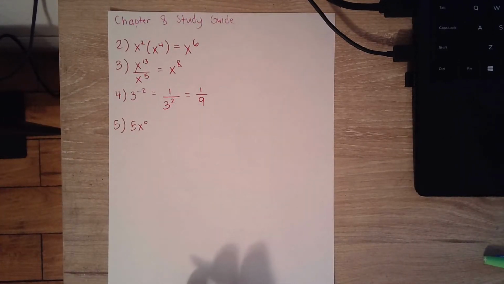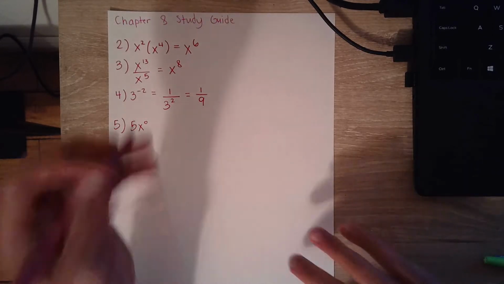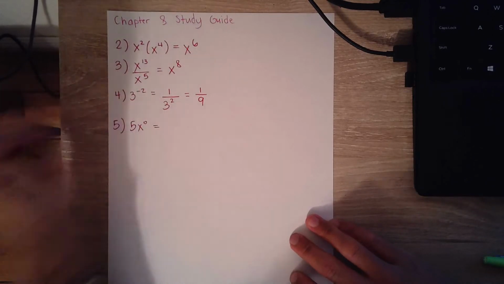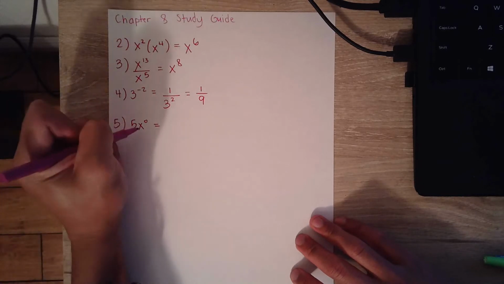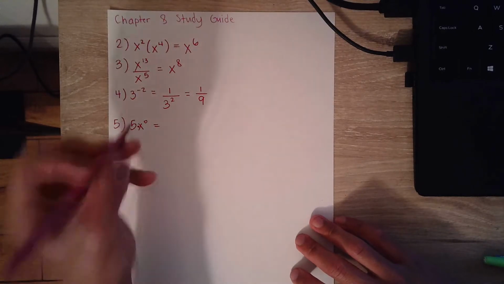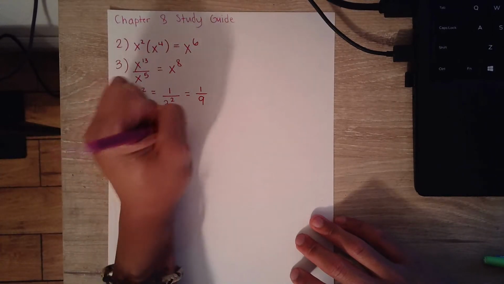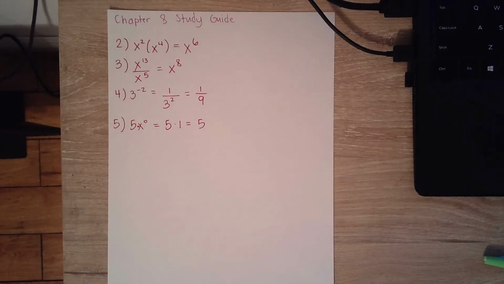All right, question number 5. We have 5 multiplied by x to the 0. So if you guys see this, don't make the mistake of just assuming it's 1, because our rule says anything raised to the power of 0 is equal to 1. You're absolutely correct. But remember, there's technically a multiplication in between this. So this is 5 multiplied by x to the 0 power. So x to the 0 power, that's 1, but it's 5 multiplied by 1, which gives us an answer of 5.